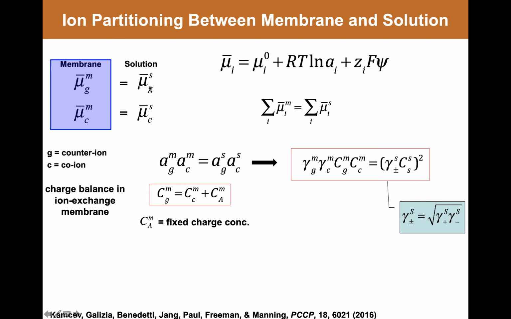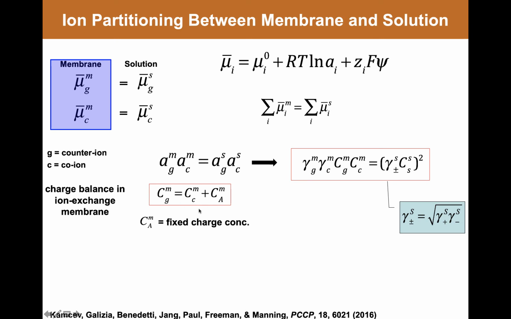Now, this condition, in this red box, is the condition for thermodynamic equilibrium of ions between a membrane and a solution phase. There is another fundamental law that has to be obeyed, and that is a charge balance in the ion exchange membrane. You'll remember that the membrane had fixed charges on its backbone, and we're going to call that CAM. That's the fixed charge concentration. It will be the moles of fixed charges per liter of water sorbed into the membrane, or the traditional units. And a charge balance would say that the number of counterions in the membrane has to be exactly equal to the number of fixed charges in the membrane.